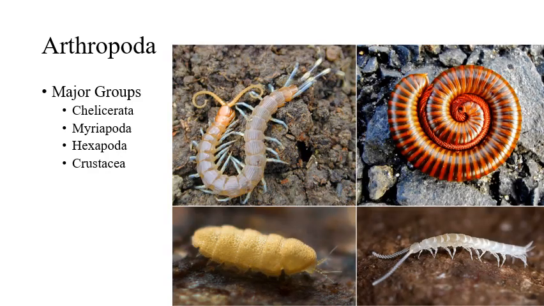The next group is Myriapoda, which is the millipedes and centipedes. The difference between them is millipedes have 2 pairs of legs per segment and are herbivorous, right? So this is a millipede right here, they're herbivorous. And centipedes have 1 pair of legs per segment and are carnivorous.